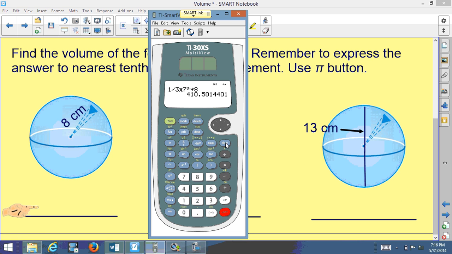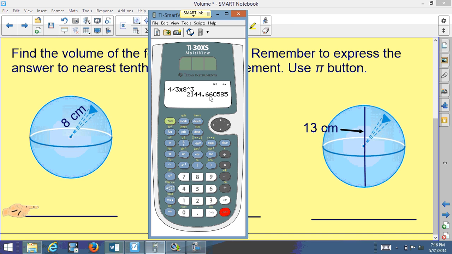So let's clear this. 4/3, our fraction button, thirds, pi r cubed. Now here is the radius. It goes from the center of the sphere to the edge of the sphere, and it is 8 centimeters, so 8. And we're going to use this button, the little caret button, which means telling the next number to go up to a power of 3, so cube. So now let's press enter.